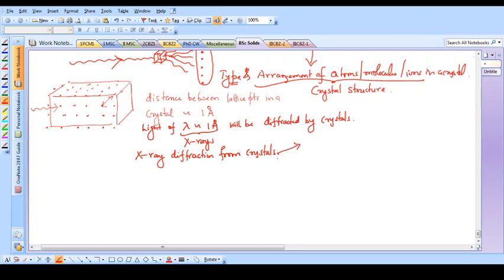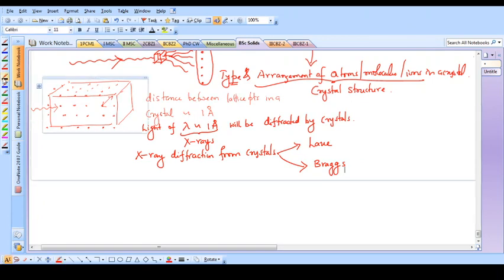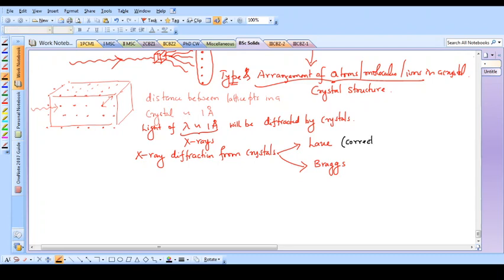Okay, historically there are two theories or two approaches. One approach was given by Laue, and another was given by Bragg. Father and son, W.H. Bragg and W.L. Bragg, together gave a theory of X-ray diffraction. So there are two approaches: one is called the Laue approach, another is called Bragg's approach. The Laue approach is actually the correct approach, whereas Bragg's approach is not the correct approach. It is only an approximation and it is not the correct approach to X-ray diffraction.